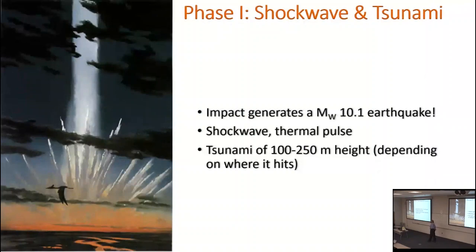Even though the phenomenon occurred in just the course of a day, it played out over a long time. The first phase is the shockwave and tsunami. This is the part that Hollywood loves. So the impact generates at least a magnitude 10.1 earthquake. I've seen some estimates of a magnitude 12.